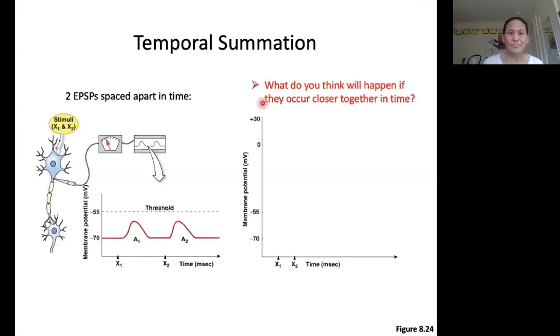However, imagine what might happen if you were to apply those two action potentials in the presynaptic cell closer together in time. What do you think would happen with the PSPs here? Take a moment to think about that. Answer that question.